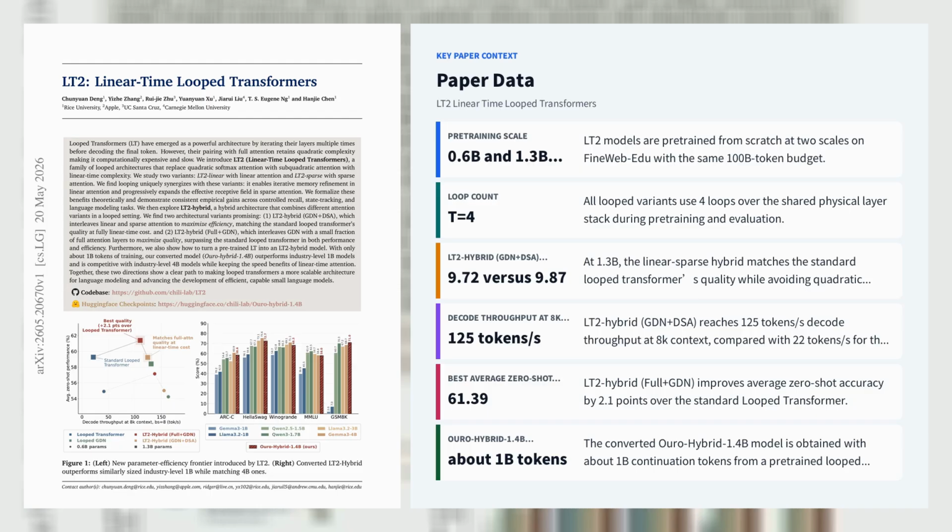A converted 1.4B model, LT2 hybrid 1.4B, obtained with about 1B continuation tokens, outperforms industry-level 1B models and approaches 4B-class models on benchmarks, including ARC-C, HellaSwag, Winogrande, MMLU, GSM8K, and RULER. The paper also shows that GDN stabilizes training better than RetNet or DeltaNet, and that a simple SDPA output gate reduces attention sink compounding across loops.